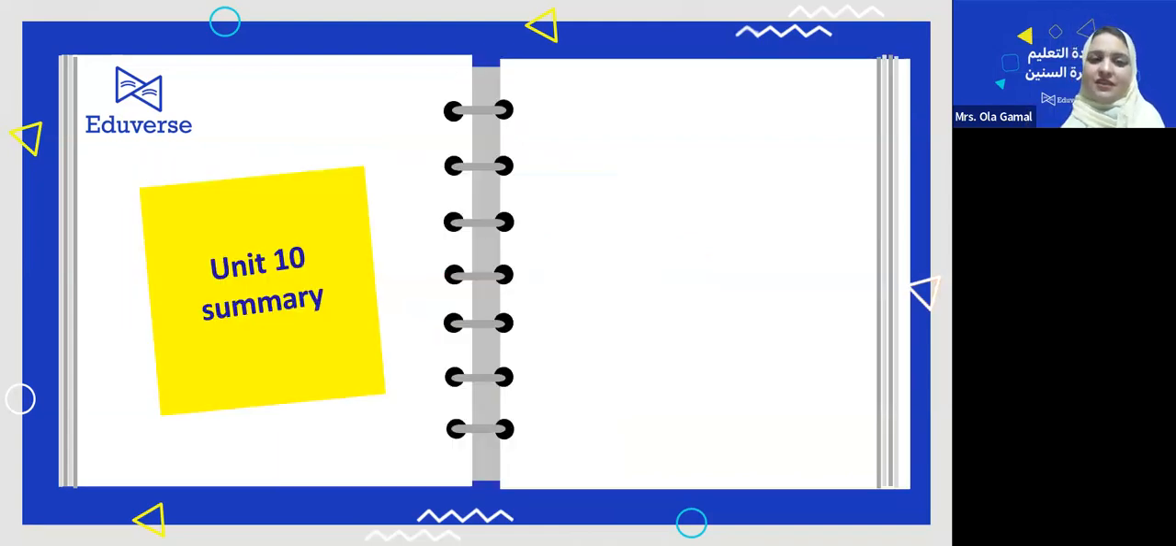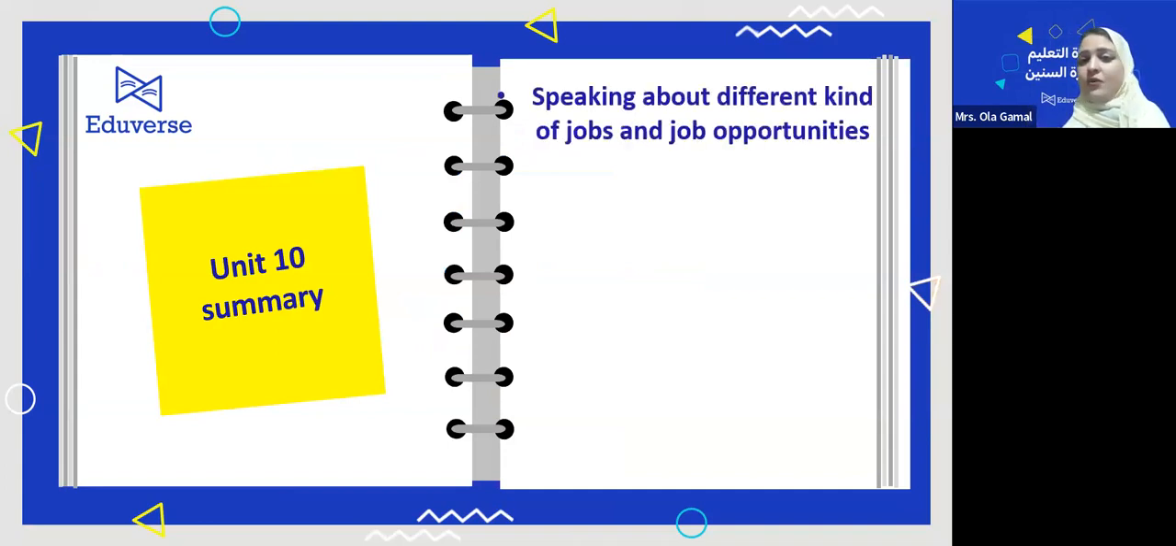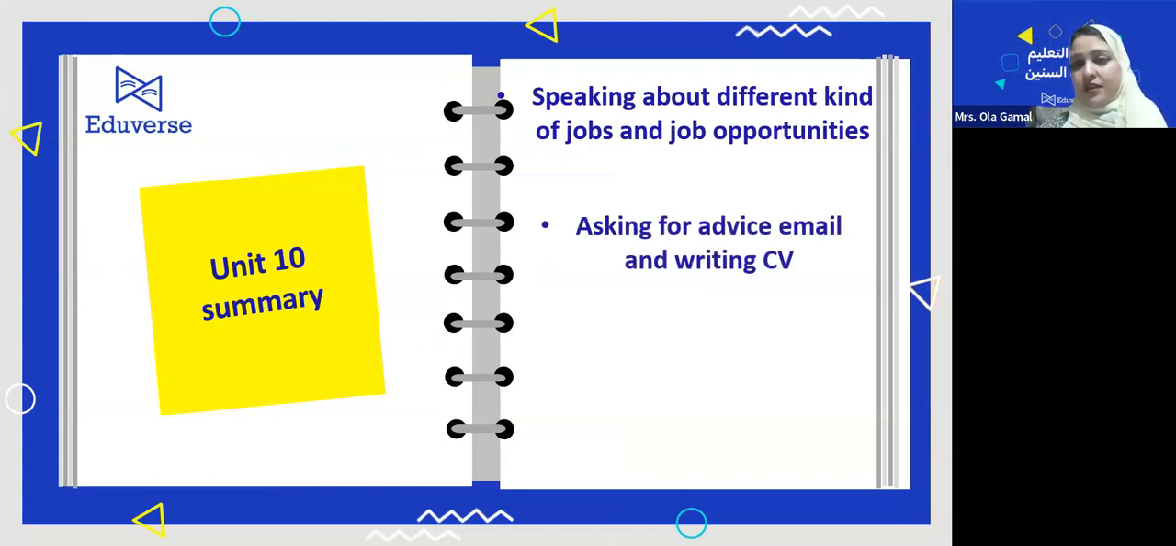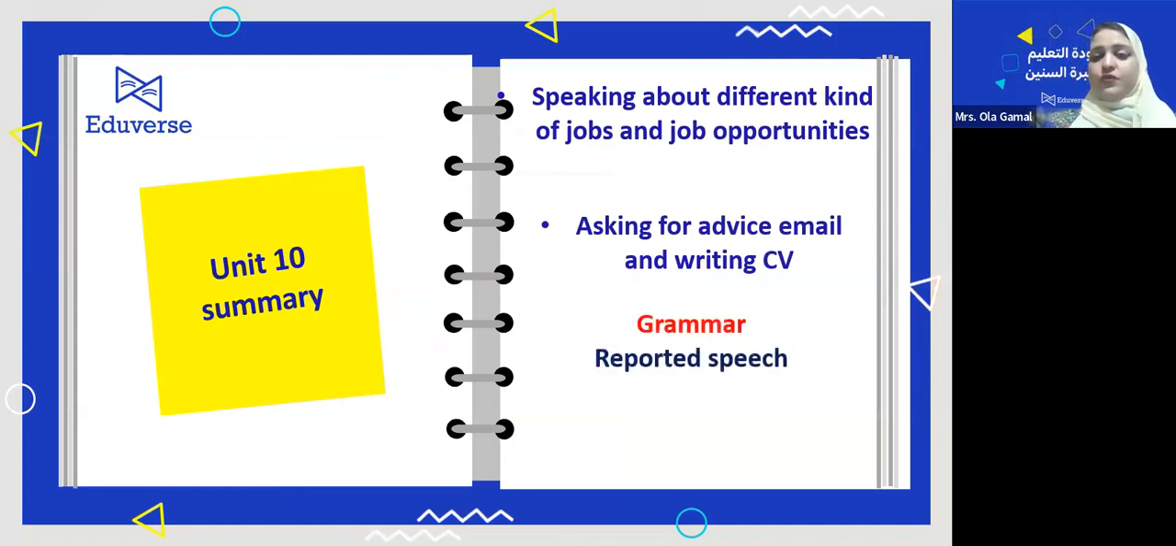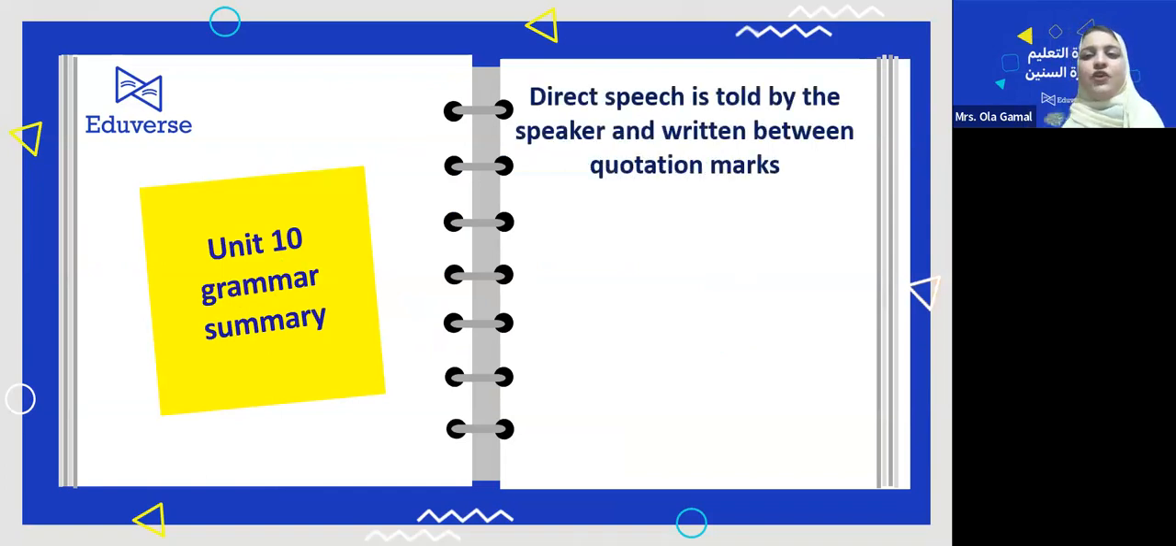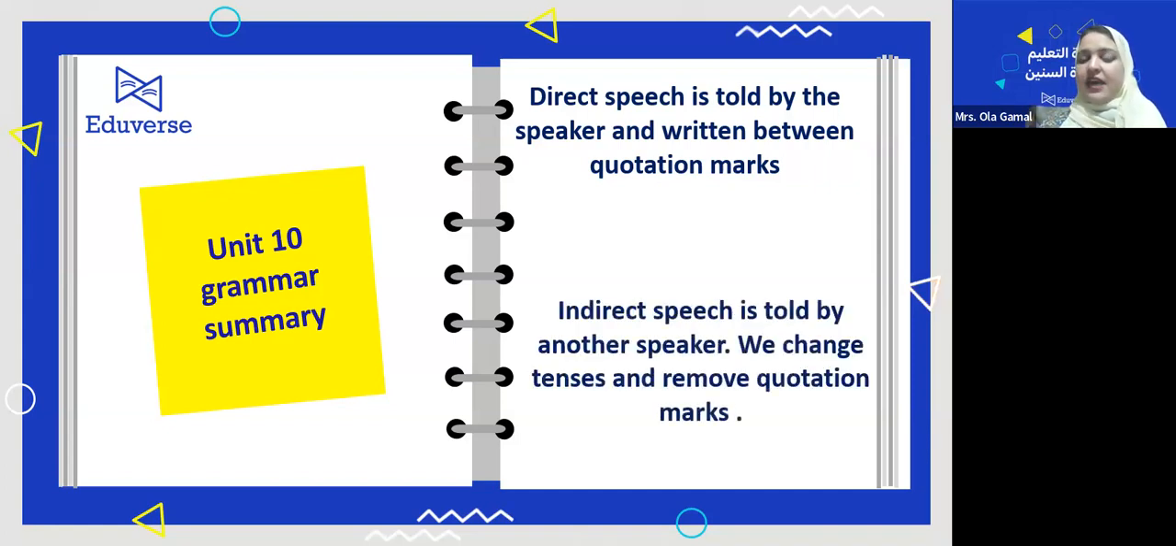Yes, more than amazing. Then we're going to move to Unit 10. In Unit 10, we learned how to speak about different jobs or job opportunities, how to write your CV, and how to ask for advice using email writing. And for the grammar, we learned reported speech. Let's move on to reported speech briefly. The direct speech is told by the speaker and written between quotation marks. And the indirect speech is told by another speaker.